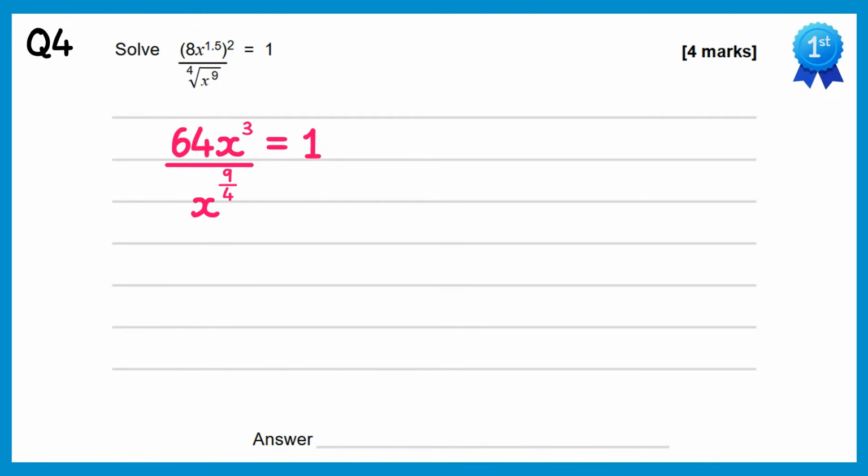What we'll do next is divide both sides by 64. So on the left hand side the 64 will be gone, so we've got x cubed over x to the power 9 over 4, and this equals 1 over 64.